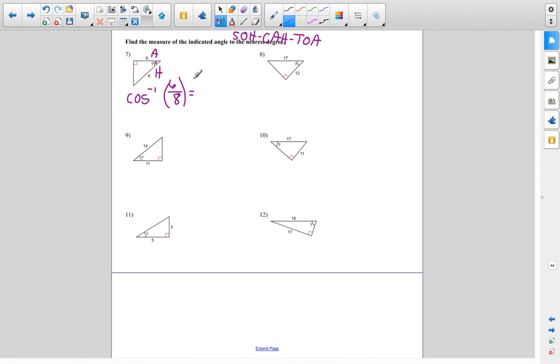Okay, let's check this one. Second cosine, 6 divided by 8, and we get 41.40. So I'll round it to 41 degrees because we're rounding to the nearest degree. Okay, from this reference angle, I see I have the hypotenuse and I have the adjacent. From this reference angle, here's the hypotenuse and here's the adjacent. And from this reference angle, oh, I see the opposite and the hypotenuse.